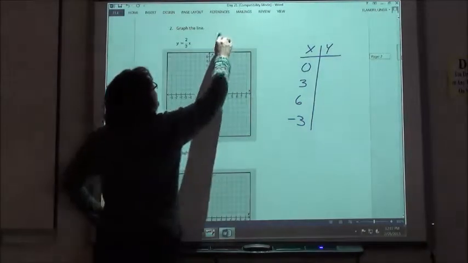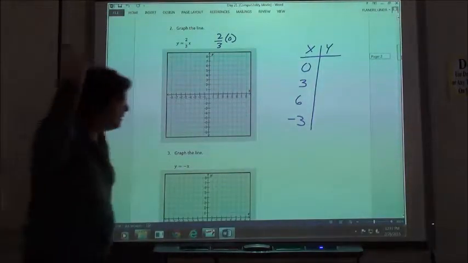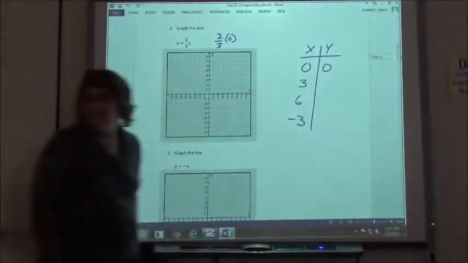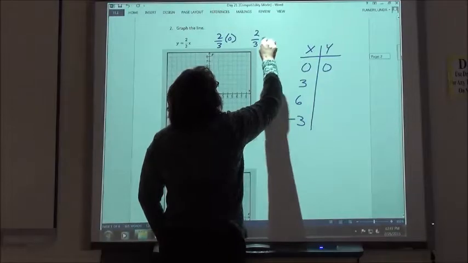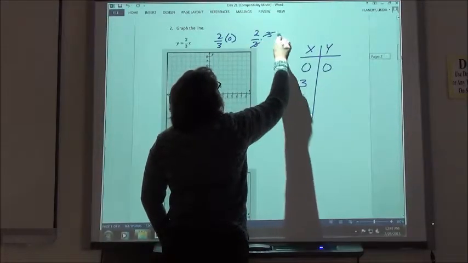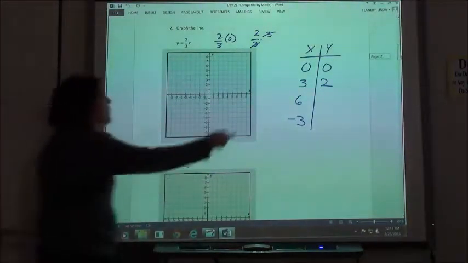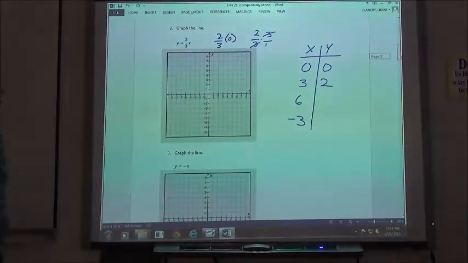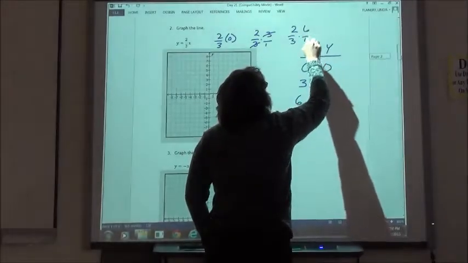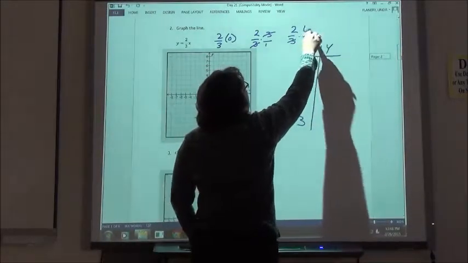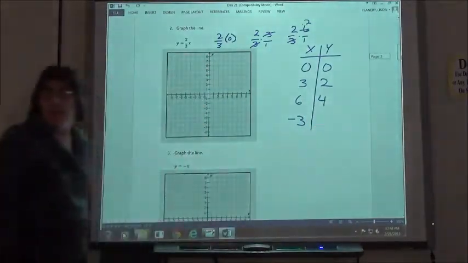So I'm going to start out and do 2/3 times 0. Well, we know anything times 0 is going to give me 0, right? Then I'm going to do 2/3 times 3. 2/3 times 3, well, the 3's will cancel out, so I'm just going to get 2, right? This is 3 over 1. Okay. And so I get 2 over 1, which is 2. 2/3 times 6, which I could put as 6 over 1. 3 goes into 6 2 times. 2 times 2 is going to give me 4.